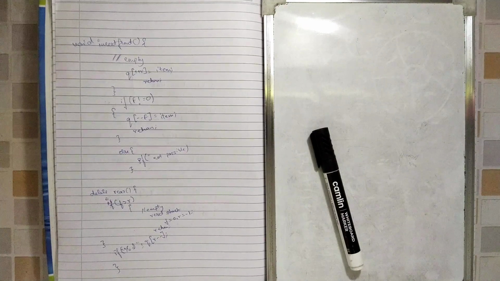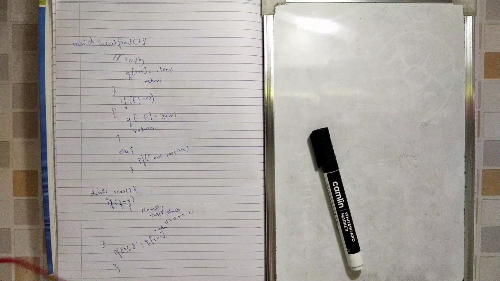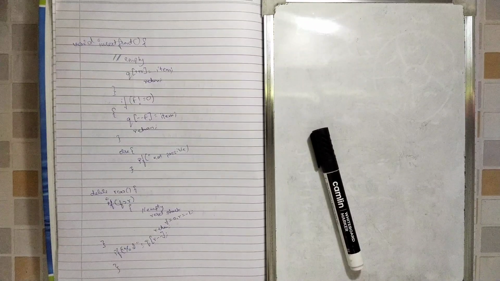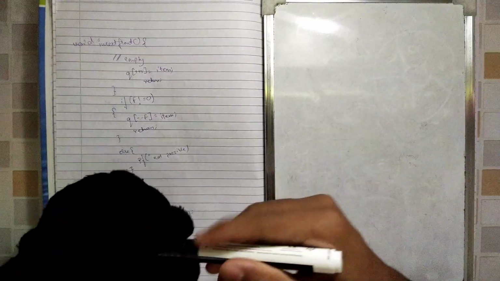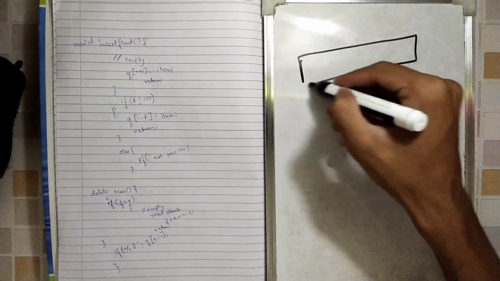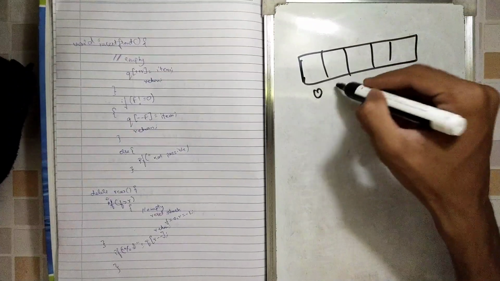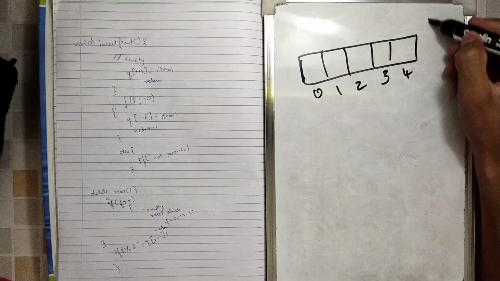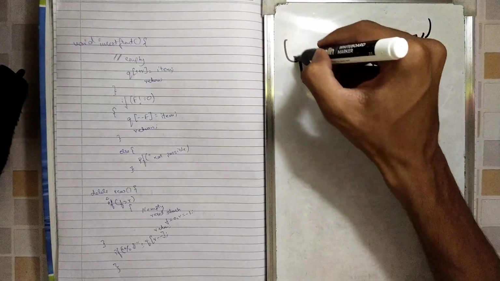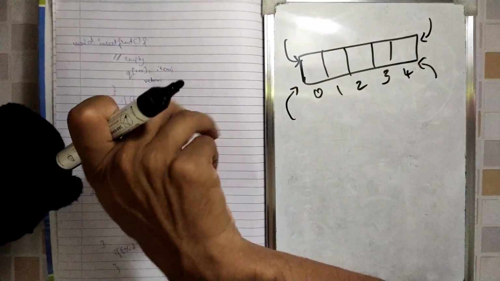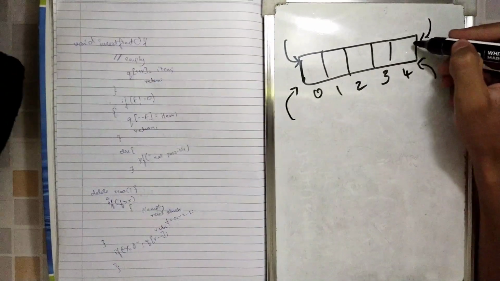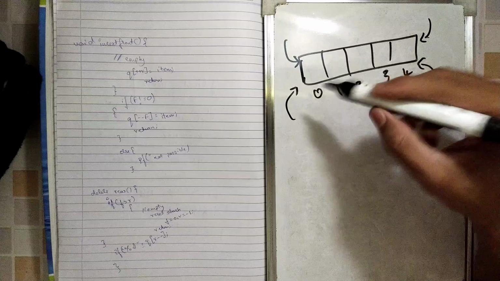Double-ended queue. A double-ended queue is an extension of the ordinary queue. The only difference, as the name suggests, is that you can insert an item either from the front or at the end of the queue, and delete from either end too. This is my queue, 0 1 2 3 4. In an ordinary queue we insert at the rear and delete from the front, but here, from both the rear end and the front end, we can insert and delete.